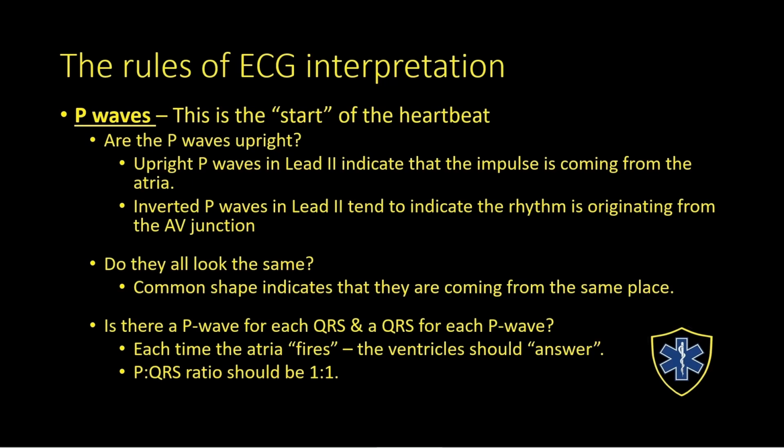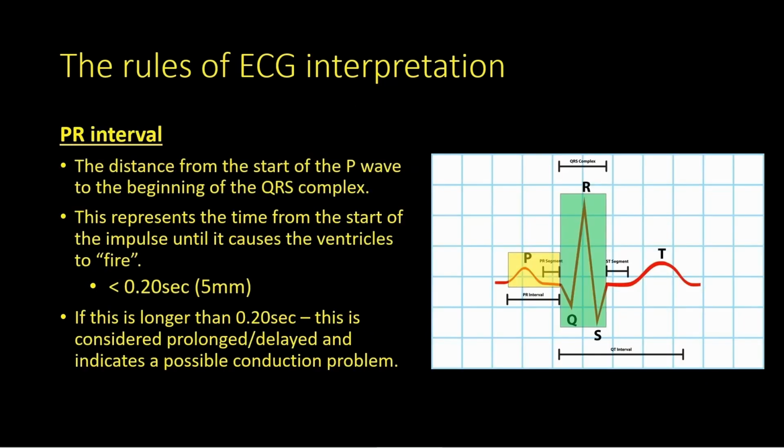The next one is: is there a P wave for each and every QRS complex, and is there a QRS for every P wave? Think of the atria: every time it fires, the ventricles should answer. We should always have a lub that goes with a dub. We should always have a dub to answer every lub. So the P to QRS ratio should be 1:1. Every time an impulse starts, it should be carried all the way through. The next thing we'll look at is how long it takes to carry all the way through.